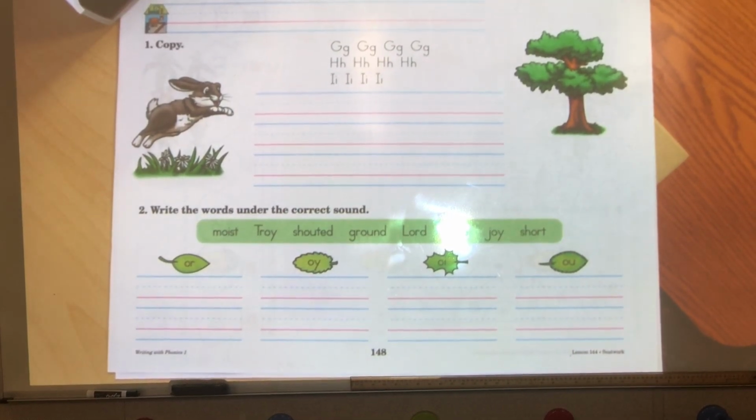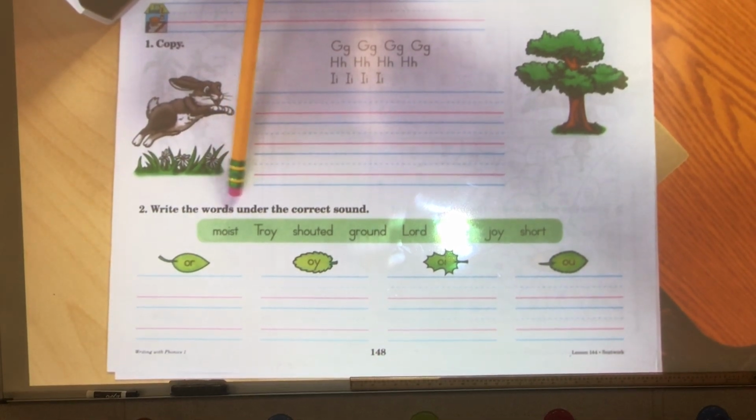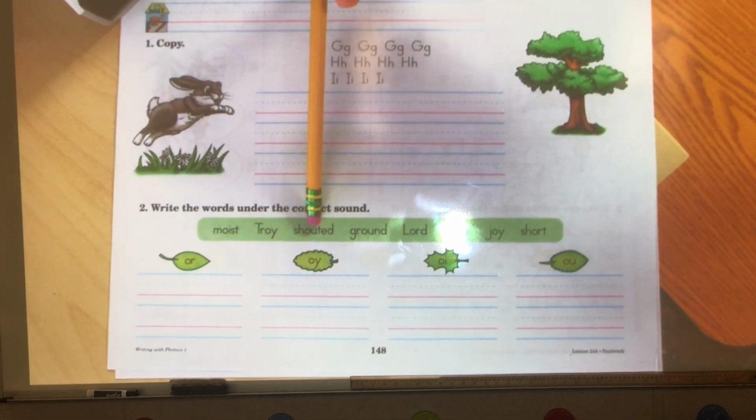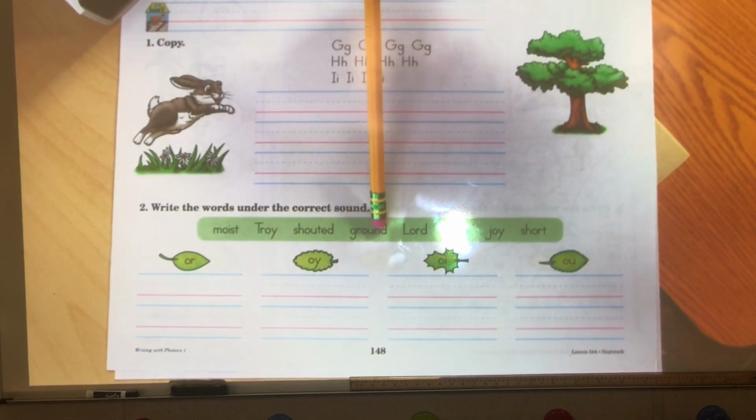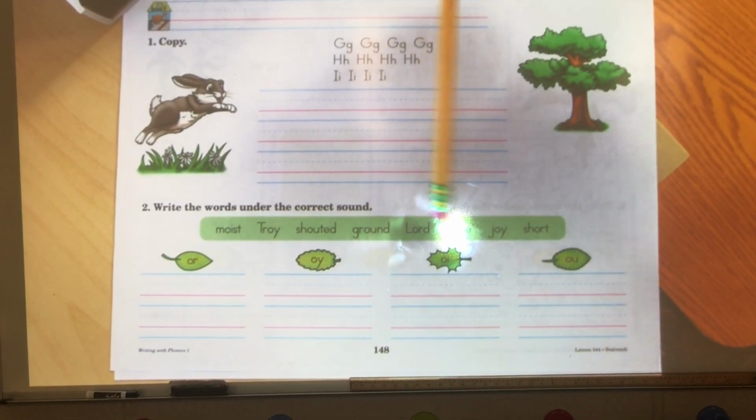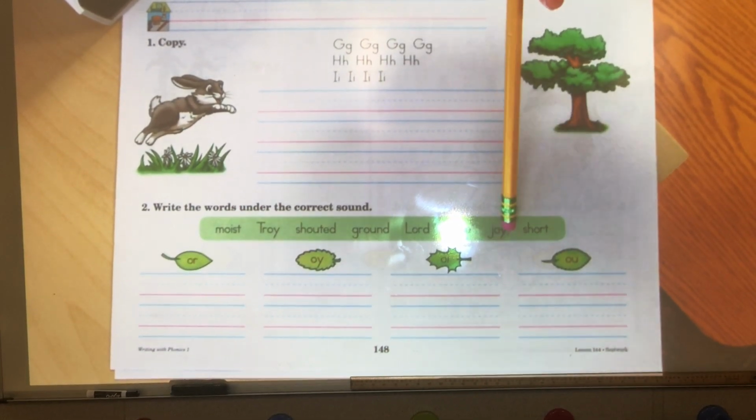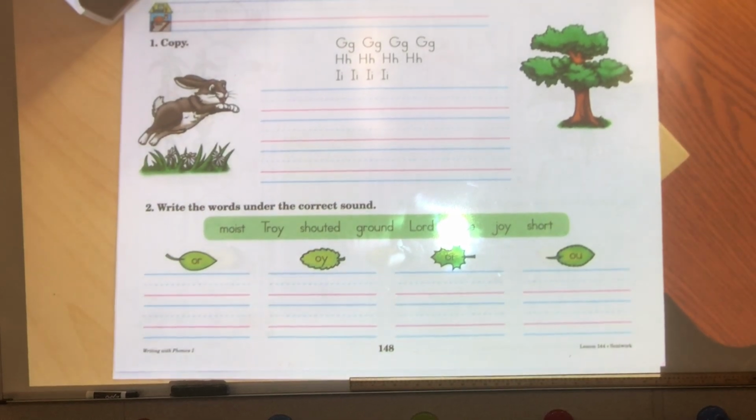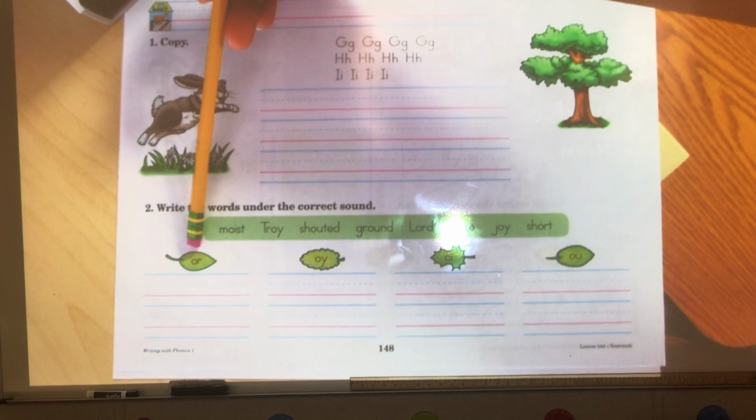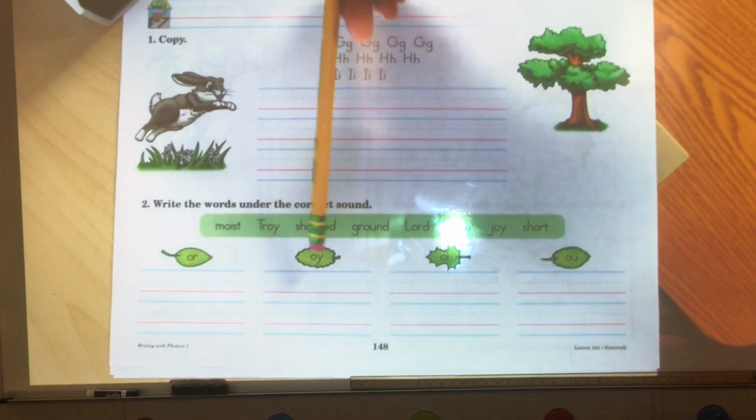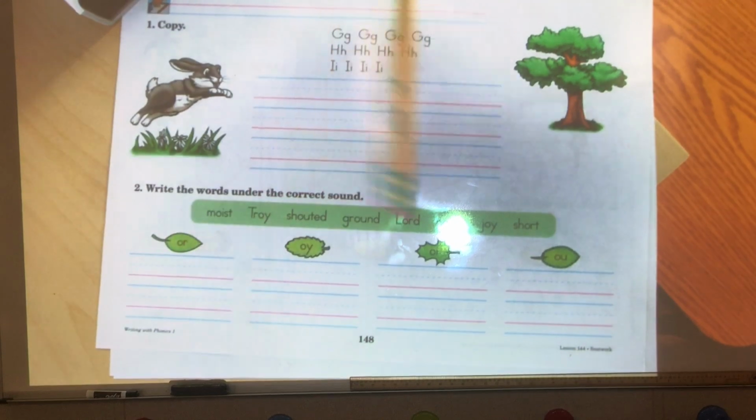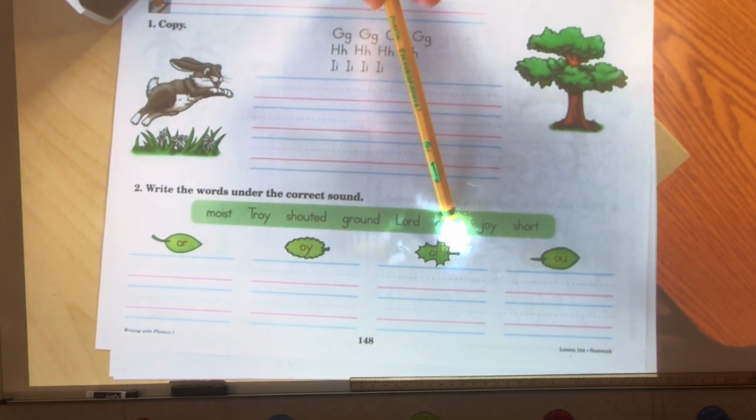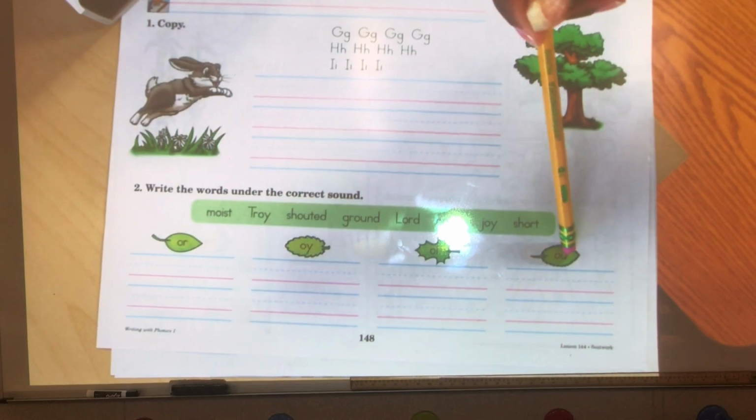Section number 2 says write the words under the correct sound. Let's take a look at the words in the word bank. You have the words moist, Troy, shouted, ground, Lord, noise, joy, short. On the leaf, you see the special sounds: or in morning, oi in boy, oi in coin, and ou probably in country.